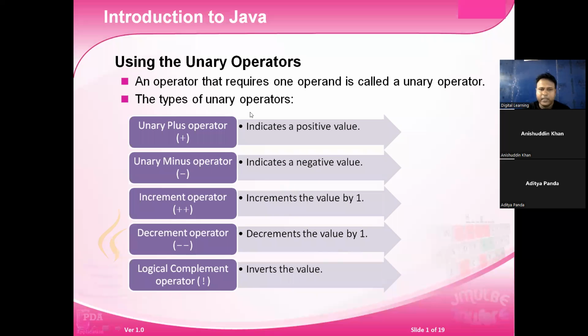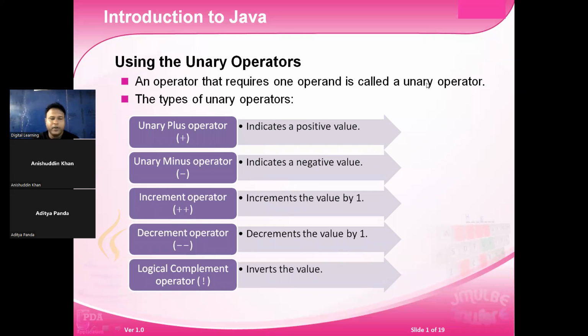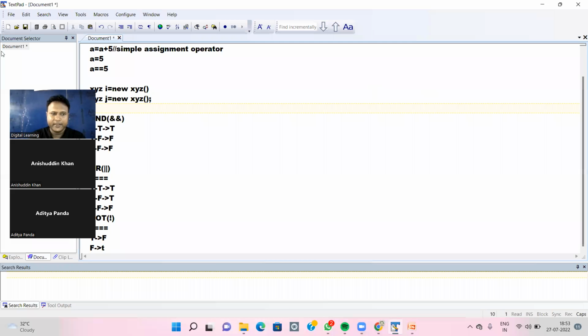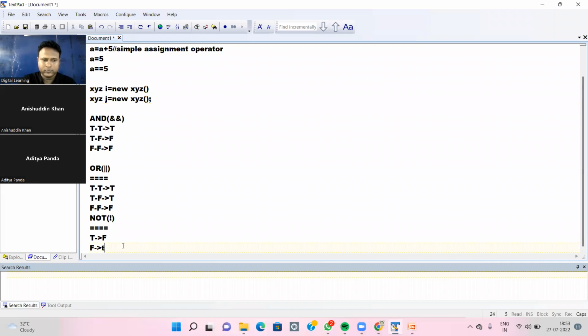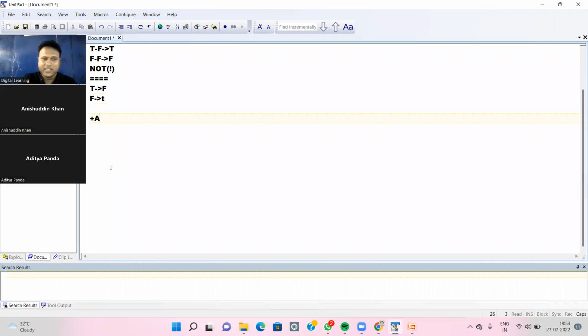An operator that requires one operand is called a unary operator. The operator which requires one operand is called the unary operator, which means if I write plus a, it defines a positive number. If I write minus a, it means it is a negative number.